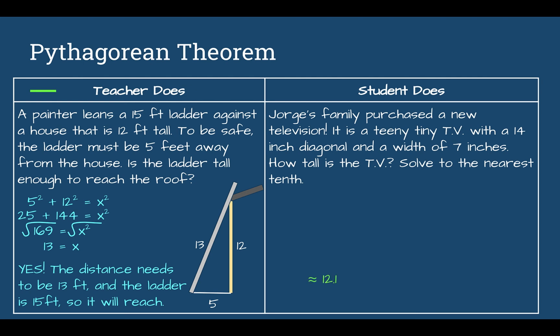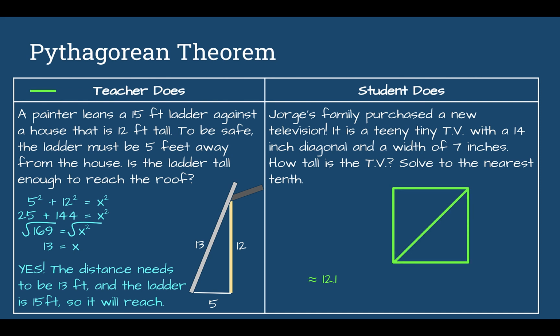Let's check. You should have found that it was about equal to 12.1. If you see the symbol that looks like a squiggly equal sign, that means that it is about that number and it was rounded off. That symbol shows up quite a bit, especially when you're rounding off square roots. So Jorge's TV should have been about 12.1.